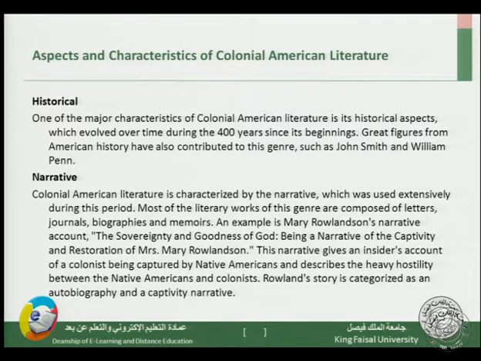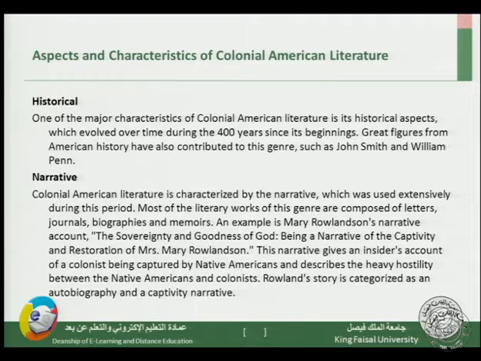So that made this period of American literature narrative. It is characterized by being narrative, which was used extensively during this period. The narrative characteristic was very much notable in that period of time. Most of the literary works of this genre are composed of... this is what makes it narrative.